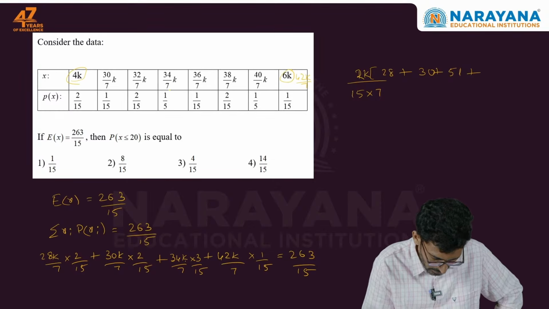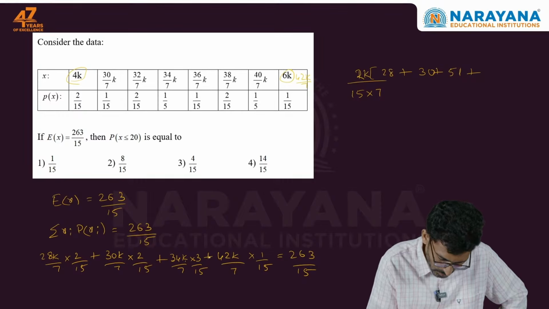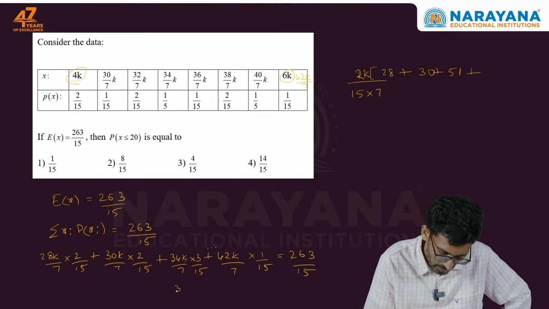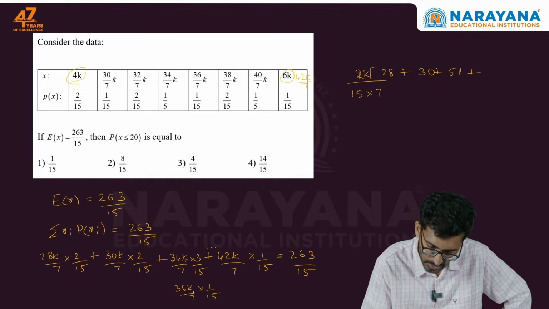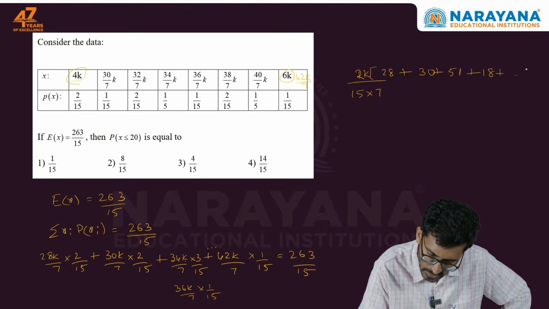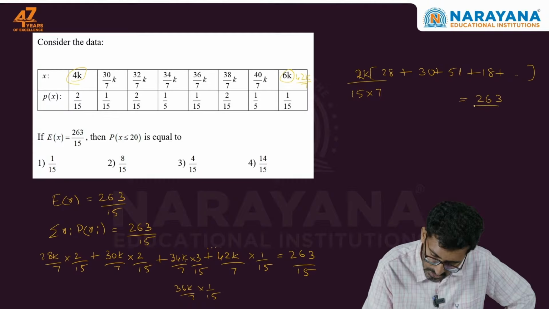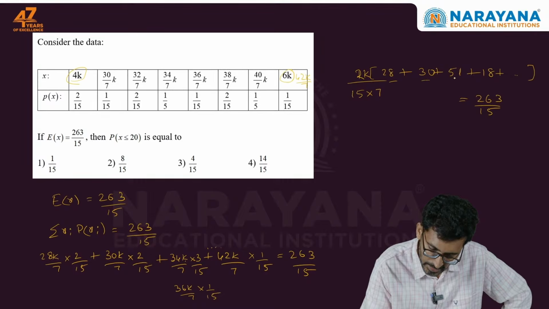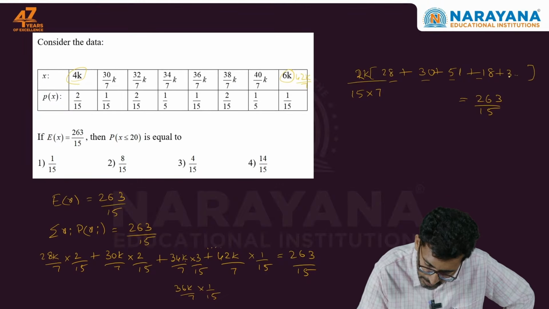Next term, what you will get, 28 into k by 7 plus 2 by 15 plus 42k by 7, and so on. Here there are many terms. Next term is 36k by 7 into 1 by 15. So here I am taking out 2k by 7 into 15. So I will write 18. So here you add the terms. Sum of these terms is equal to 263 by 15. So 28, 30, 51, 18. Next one, what we are getting is 38.